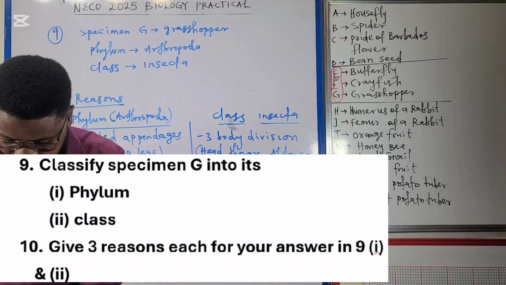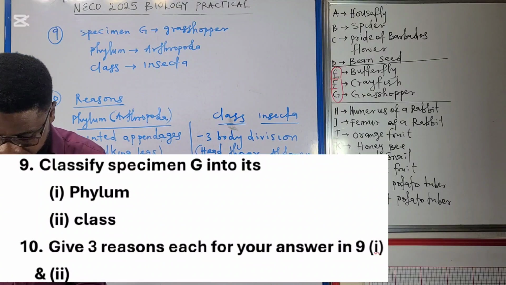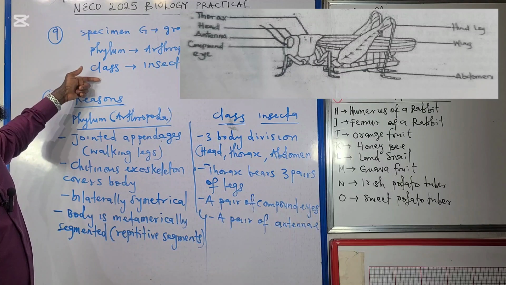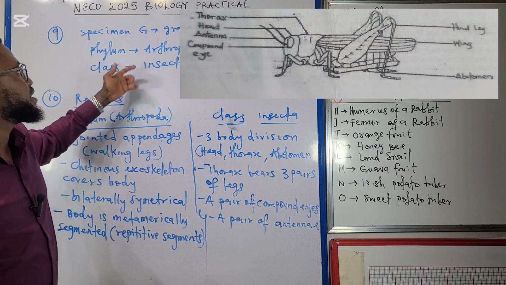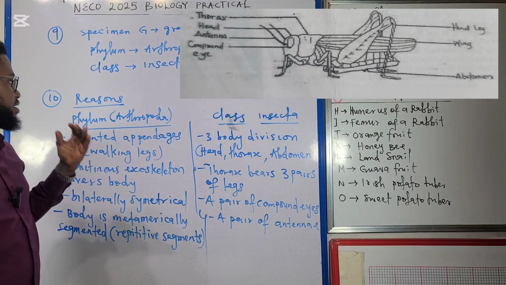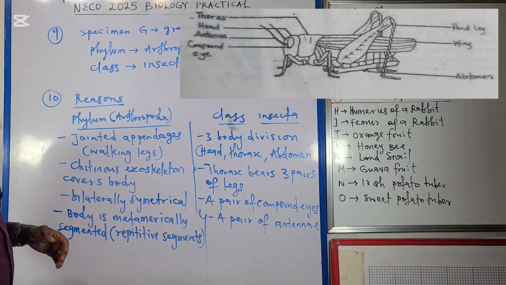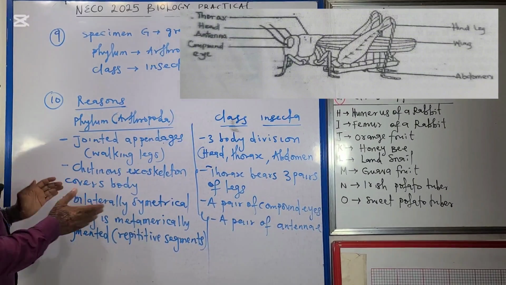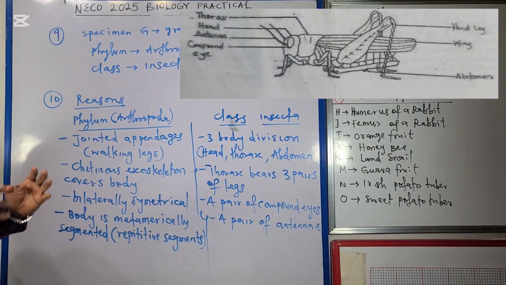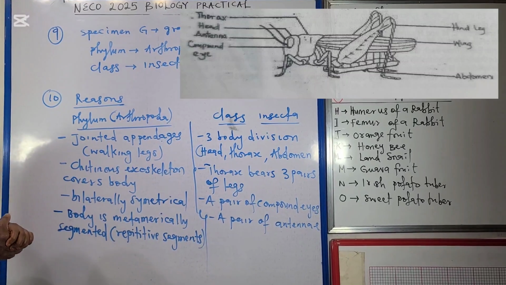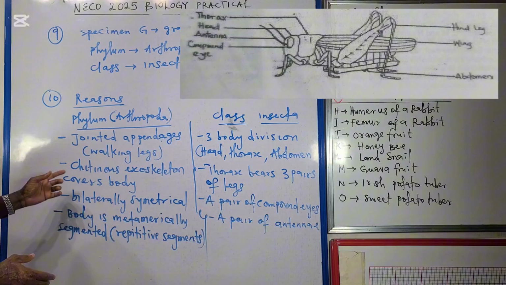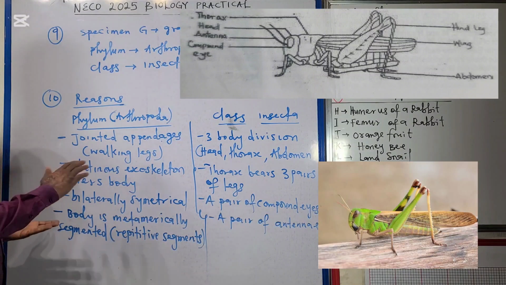Now for question 10, it says we should give 3 reasons each for the phylum we've listed in question 9 and the class we've listed in question 9 for specimen G. Okay. Why are we classifying grasshopper into the phylum Arthropoda? Very direct. It has jointed appendages. You can see in the diagram on your screen. Look at the leg. They are jointed legs. Chitinous exoskeleton covers the entire body.